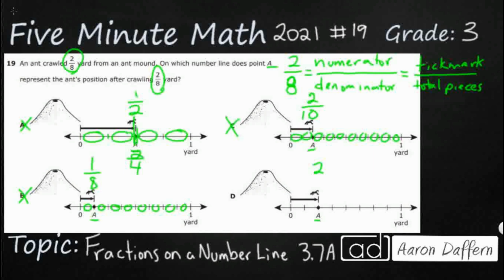Let's just verify. It's on the second tick mark, right? There's the first one, there's the second one. And pieces 1, 2, 3, 4, 5, 6, 7, 8. Victory. We found 2/8, so our answer is going to be D. The reason we know that is because it is on the second tick mark, and there are 8 total pieces in that number line.